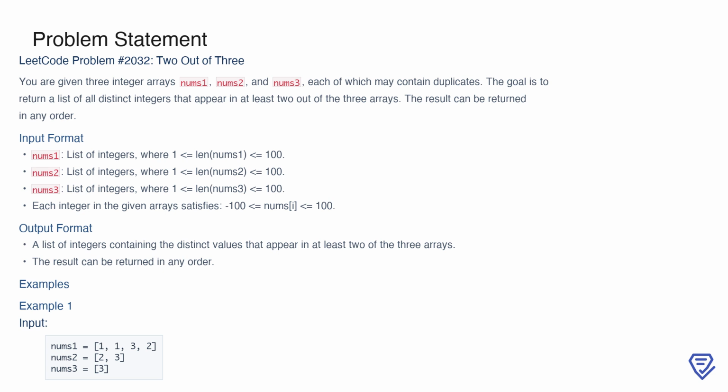Looking at the input format, nums1, nums2, and nums3 will each have a length between 1 and 100. Additionally, the values within these arrays will lie between -100 and 100. The output, as mentioned, must be a list of integers, and the integers should be distinct, meaning no duplicates in the result. Let's explore some examples to better understand what this means in practice.